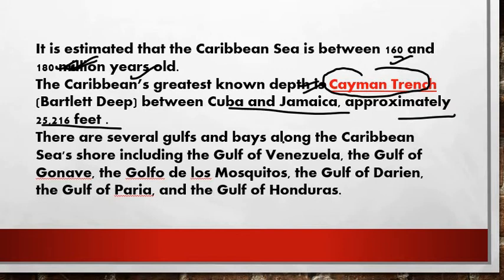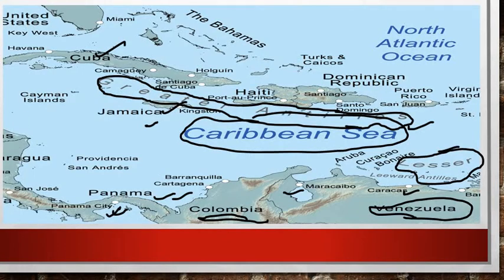So we will see where the Cayman Trench is. Can you see the Cayman Trench here? This is the Cayman Island, so here is your Cayman Trench. Around here itself you will find the Cayman Trench. Don't be confused by this.